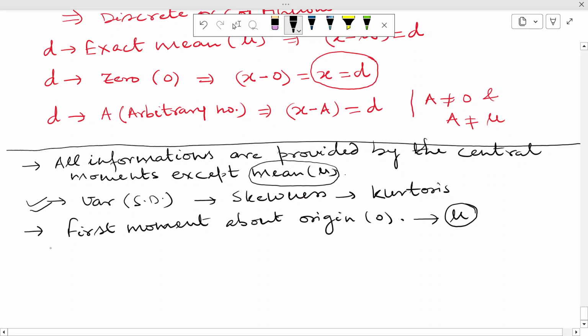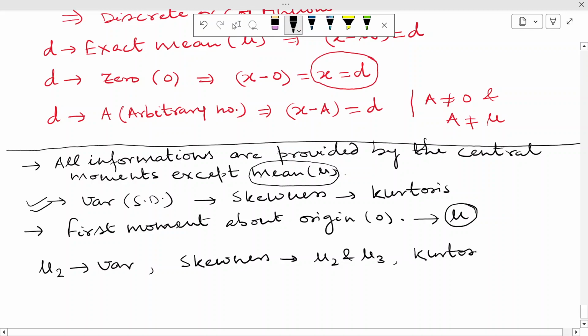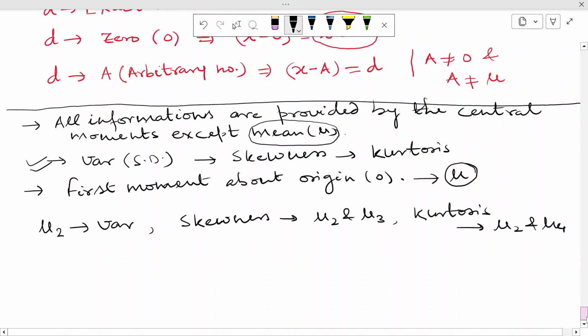Now when you have to find out the variance, you need the second central moment. So the second central moment will provide us the information on variance, while skewness will be provided by the second moment and the third moment. And at last, if you talk about kurtosis, this is provided by mu2 and mu4. So we get this information from the central moments.